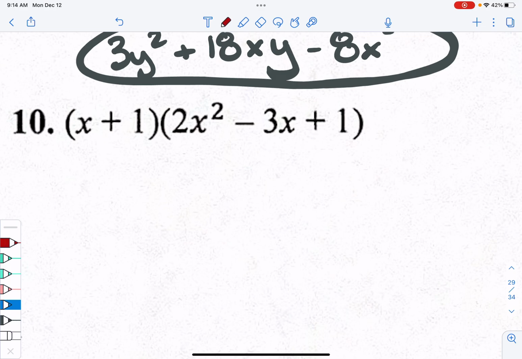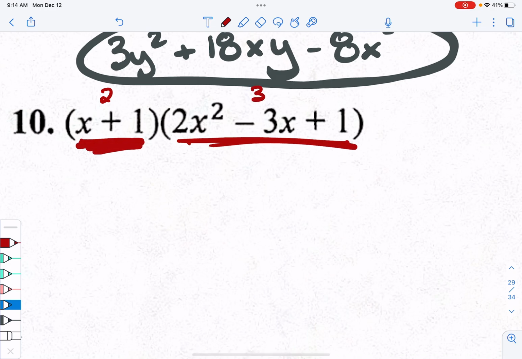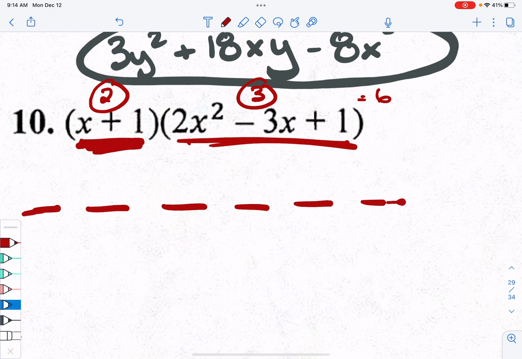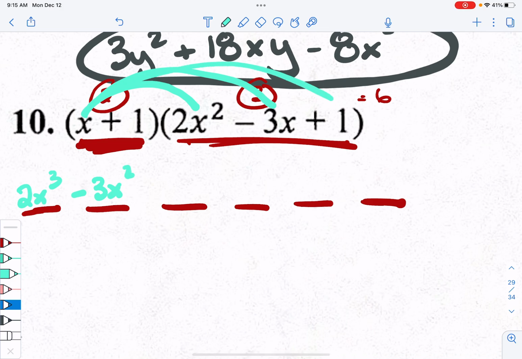This one is going to be kind of a FOIL, except it's like a big FOIL, right? This has 2 pieces, and this has 3 pieces. This is a binomial here and a trinomial here. And 2 times 3 makes 6 total. So 1, 2, 3, 4, 5, 6 pieces total, okay, is what we're going to have before we combine like terms, okay? So when we multiply it, I'm going to take x times 2x squared. So that's 2x to the 3rd. x times negative 3x is negative 3x squared, okay? And x times 1 is 1x, okay? Or just x if you want to just put x, okay?